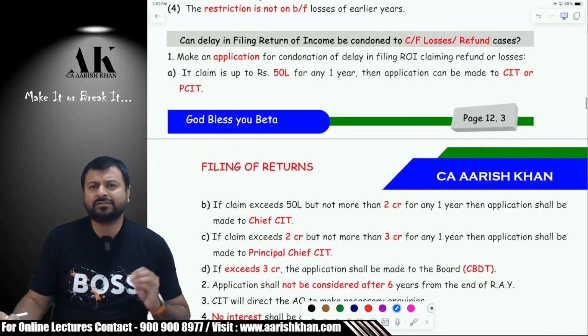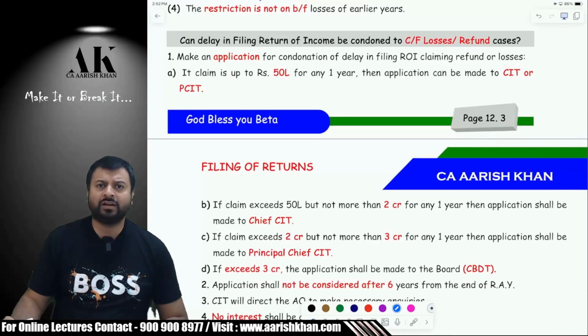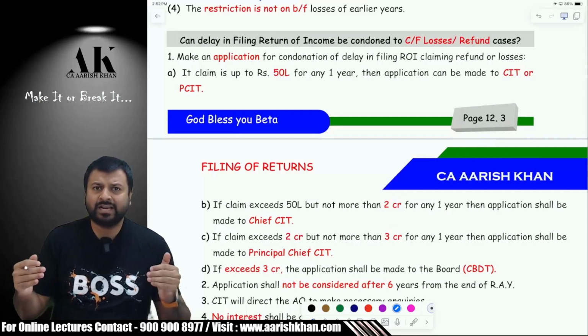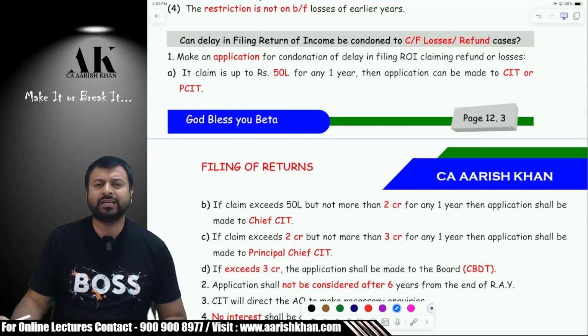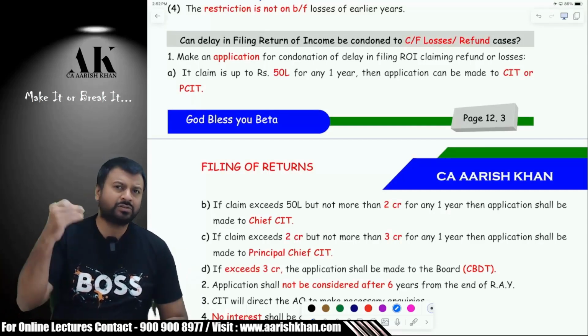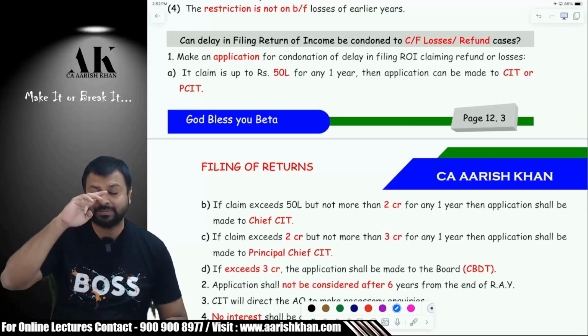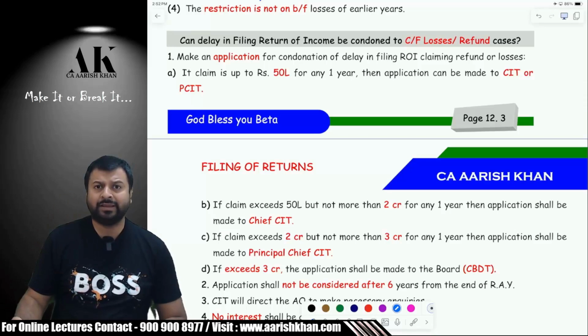Now, sir, because of some genuine reason, I was not able to file the return on time, and because of which the loss is getting lapsed. Sir, is there any way I can get a condonation? So, one more case, sir. There is a loss case, and there are also some refunds which I am supposed to take from the income tax department. I was not able to file the return on time and claim the refund. Is there any way I can get some condonation?